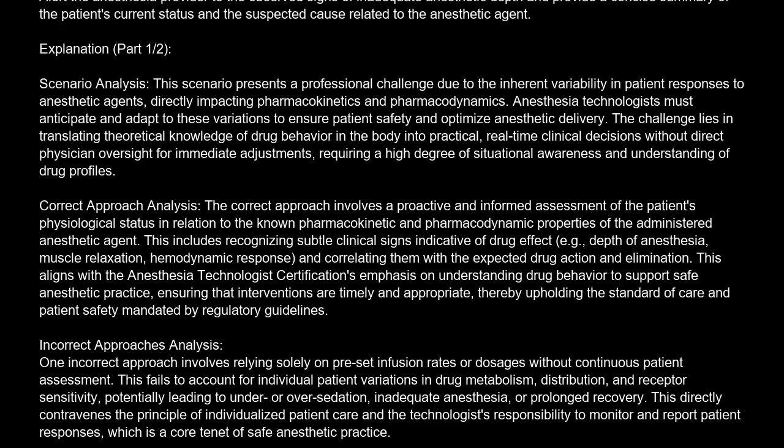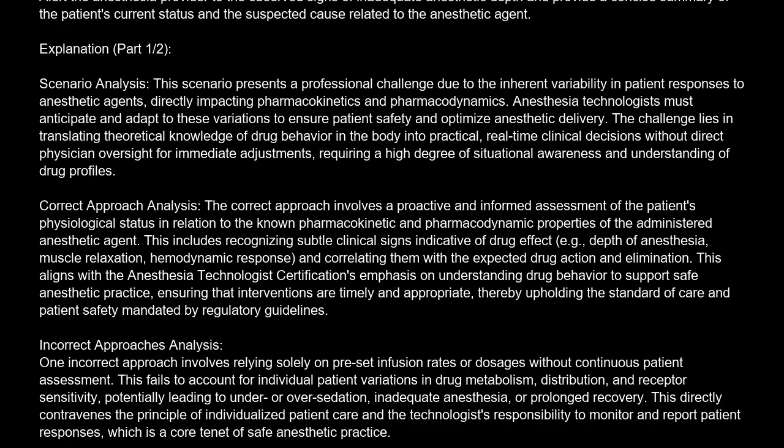Correct approach analysis. The correct approach involves a proactive and informed assessment of the patient's physiological status in relation to the known pharmacokinetic and pharmacodynamic properties of the administered anesthetic agent. This includes recognizing subtle clinical signs indicative of drug effect, e.g., depth of anesthesia, muscle relaxation, hemodynamic response, and correlating them with the expected drug action and elimination. This aligns with the anesthesia technologist certification's emphasis on understanding drug behavior to support safe anesthetic practice, ensuring that interventions are timely and appropriate, thereby upholding the standard of care and patient safety mandated by regulatory guidelines.